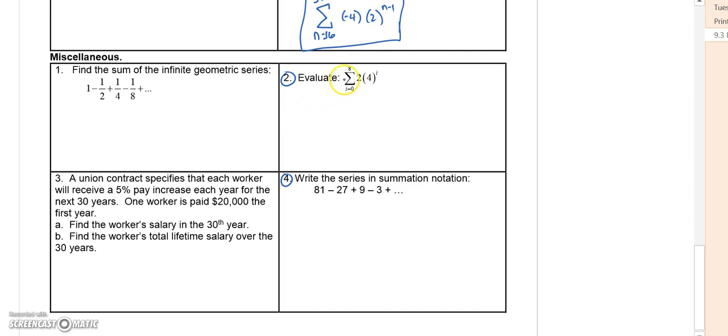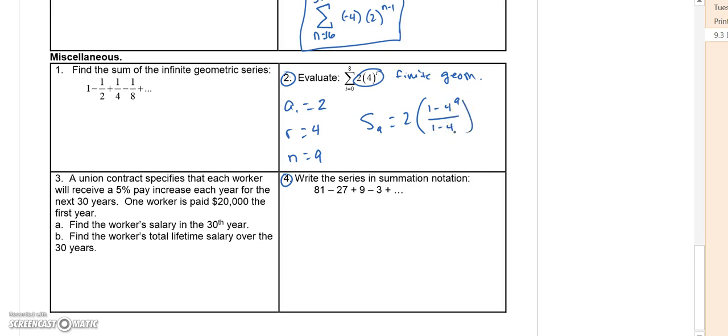Evaluate. So this is the sum, right? It goes from 0 to 8, so this is finite. This is geometric. So I need a1, which comes from plugging in 0 for i. So 4 to the 0 is 1 times 2 is 2. r is the base of that exponential term, which is 4. n is 8 minus 0 plus 1 gives me 9. So the sum of the first 9 terms is 2 times 1 minus 4 to the 9th over 1 minus 4. I'll let you guys plug that in.